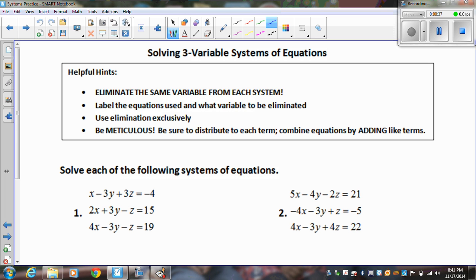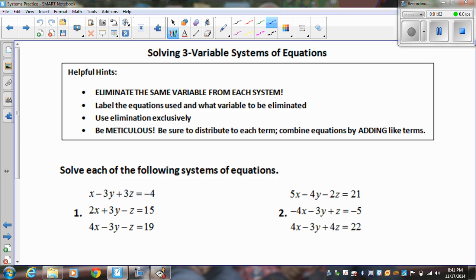The other thing that I really want us to do is to make sure that you are telling me what two equations you're using and what variable you're eliminating, just as the way that I will display as we go through this problem. Also, although you may be able to use substitution, I would prefer it if you use elimination exclusively.